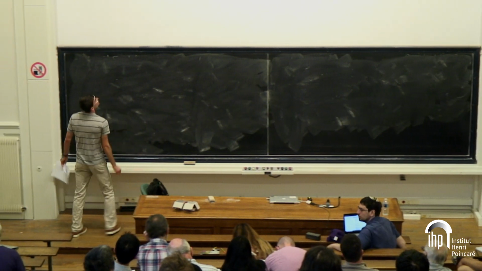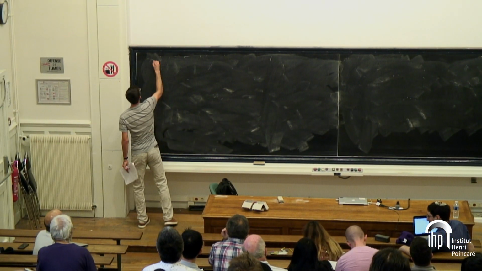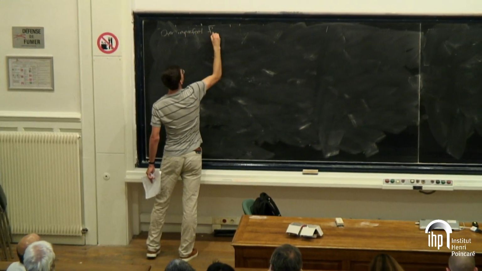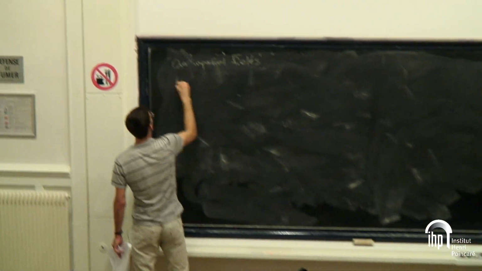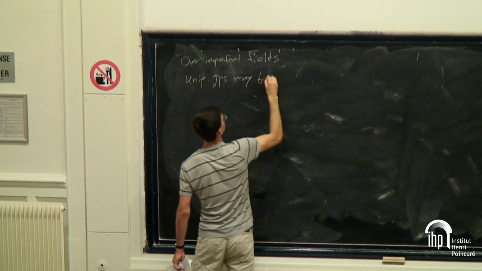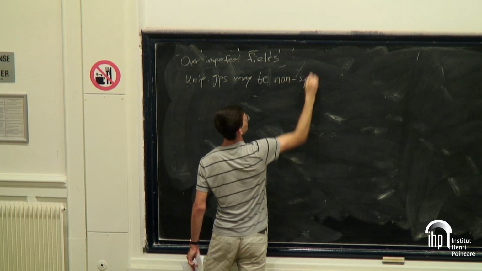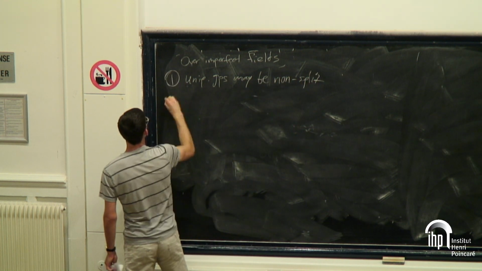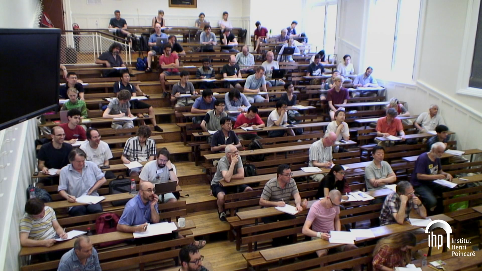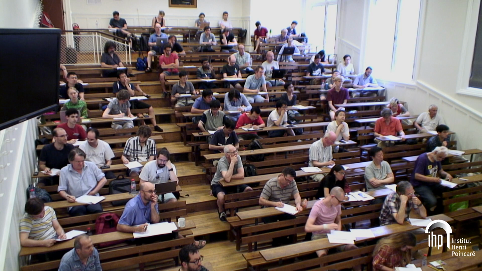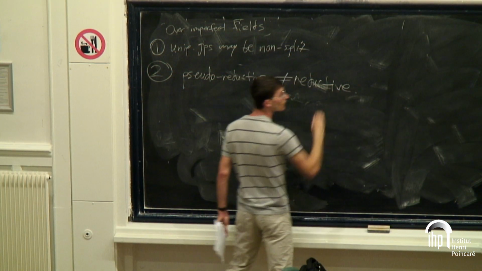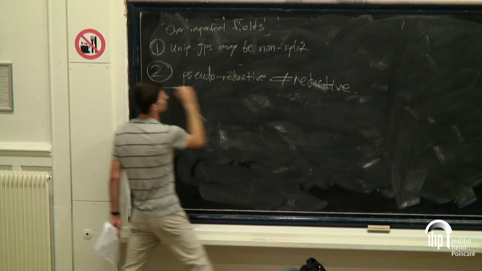So over imperfect fields, unipotent groups may be non-split. That's the first problem. And the second problem is that pseudo-reductive does not equal reductive.